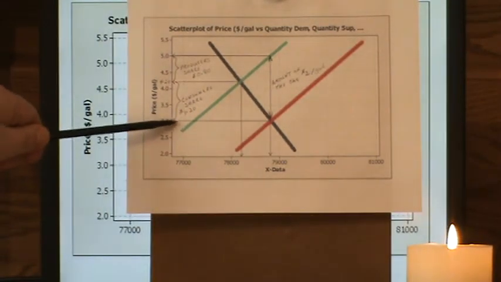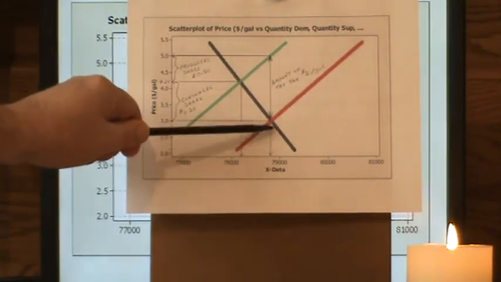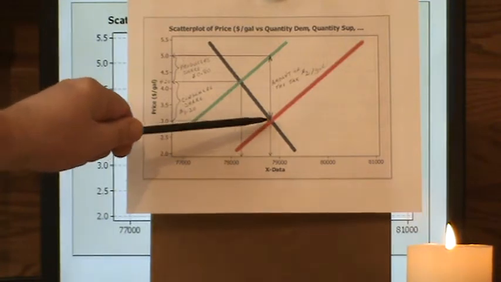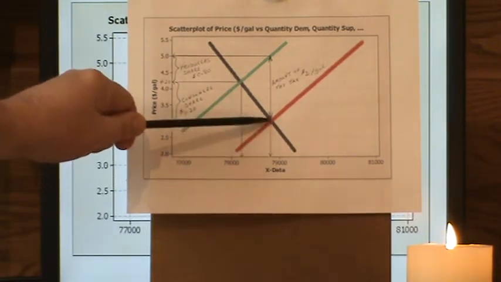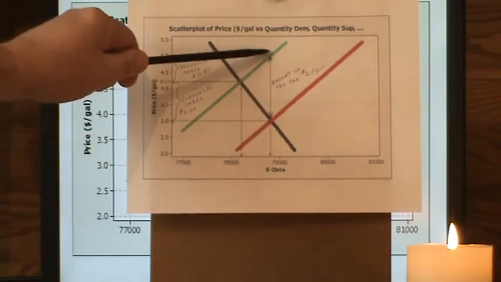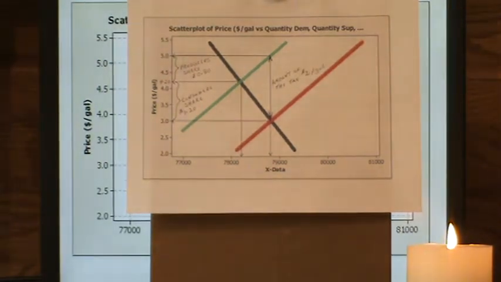Previously, at $3 per gallon, suppliers were willing to supply 78,000 barrels per day. With the $2 tax, they say, well, now, to get the same quantity from us, we need the $3 we were getting previously plus the $2 tax. So in fact, they would like to get $5 from the marketplace right now.